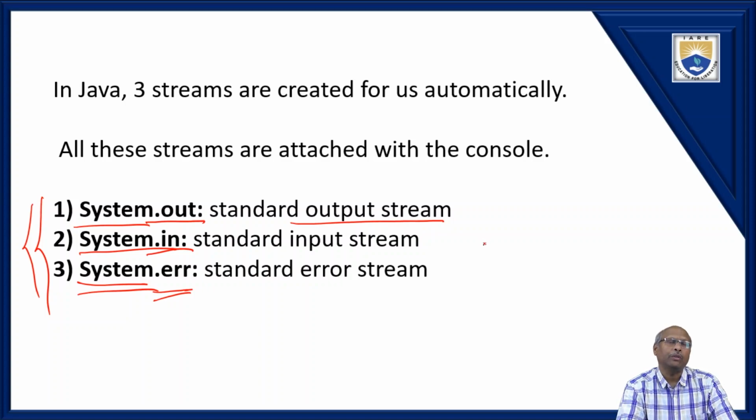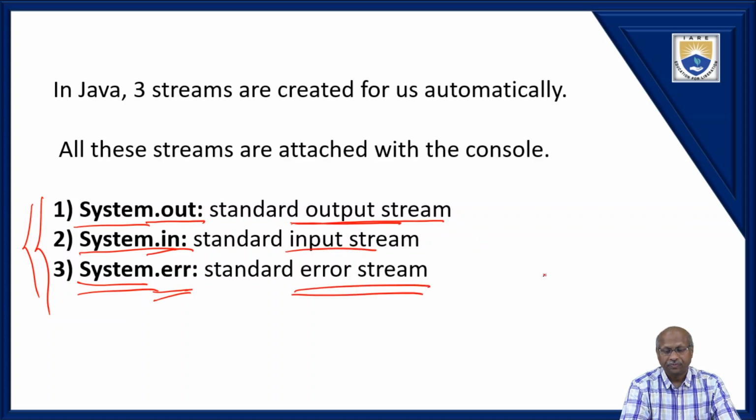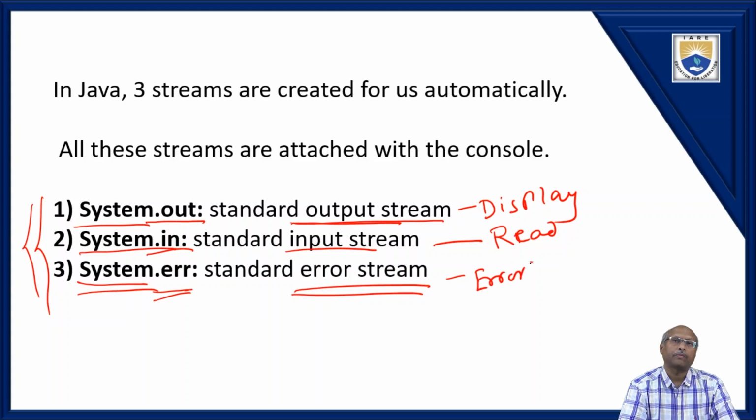Most of the time they will ask the question, what are the different streams that open automatically for any program? Then you should say 3 streams: System.out, System.in and System.err. One is output stream, one is input stream, second is error stream. This is for display, this is for reading, and this is to display errors.